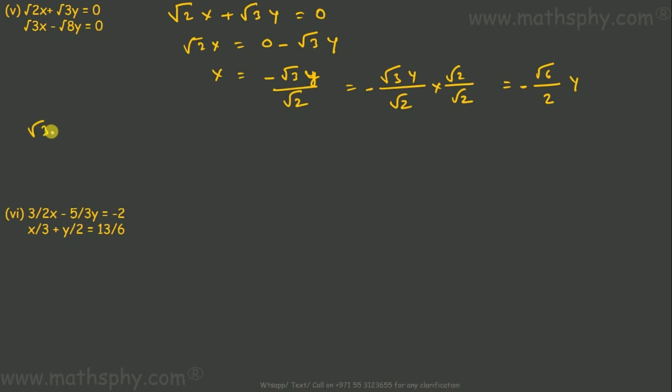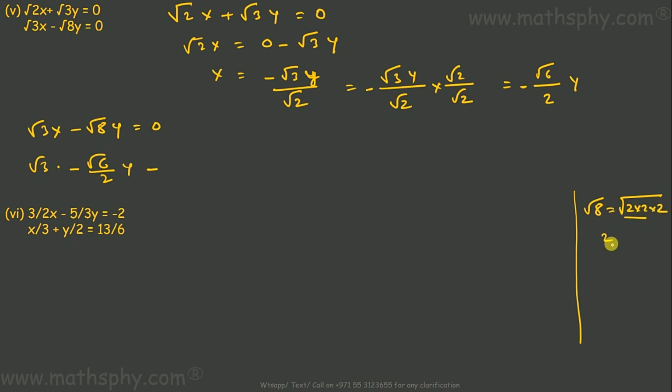This is root 3x minus root 8y equals to 0. So root 3 into negative root 6 over 2y minus root 8. Root 8 can be root 2 into 2 into 2. These 2s will come out as 1, 2, and this single 2 stays inside. So root 8 can be 2 root 2. So I'll write 2 root 2y equals to 0.